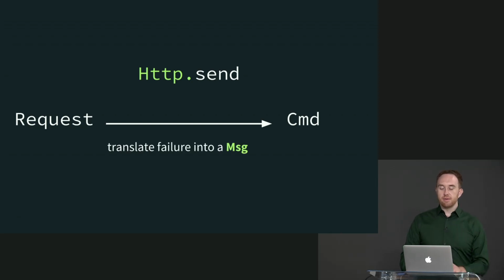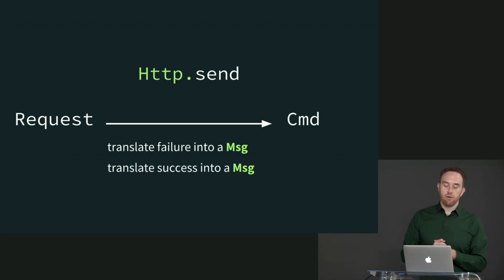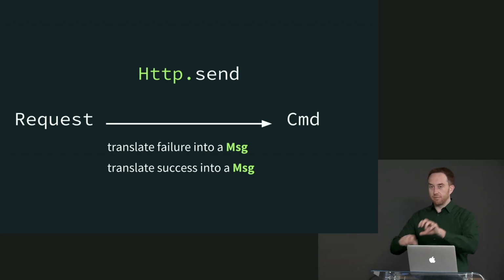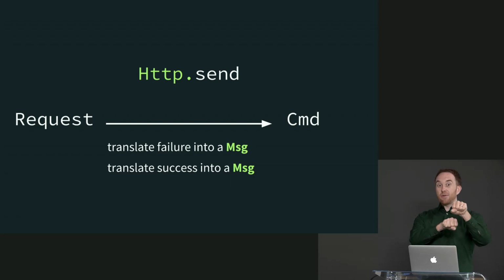So send's job is basically, it accepts arguments that describe how we can translate failure into a message, and also how we can translate success into a message. So send says, give me a function that's going to translate a failure into a message, and give me a function that's going to translate a success into a message. And then what I'm going to do is I'm going to perform the HTTP request, and I'm just going to hold on to those two functions, and we're going to see what happens.